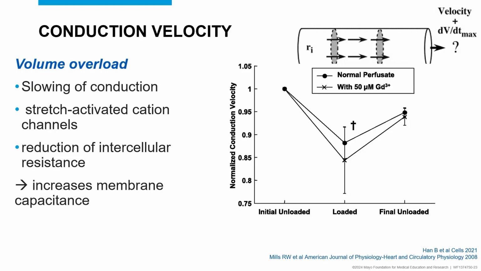With volume overload, if you stretch the myocytes, this activates certain channels, and we'll look at some of those channels a little bit later. But those channels change the resting membrane potential and essentially change the capacitance of the cells. You can see in this diagram, experimentally, loading the right ventricle, the conduction velocity drops very quickly, and offloading the right ventricle, conduction velocity changes. This is because of the resistance changing in the system as part of this cable theory.